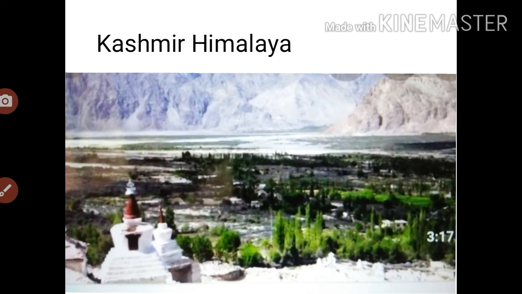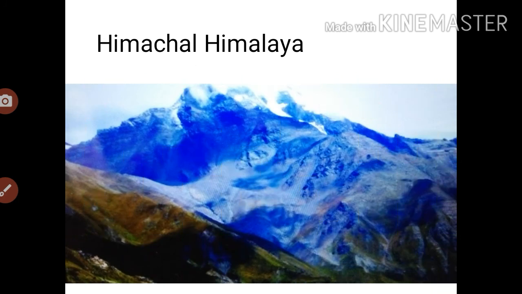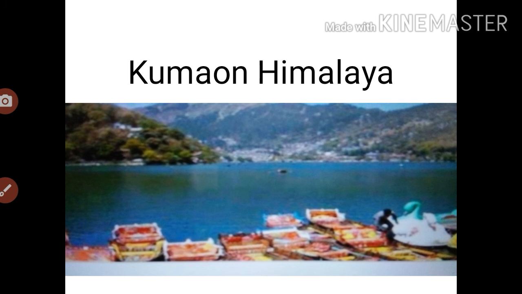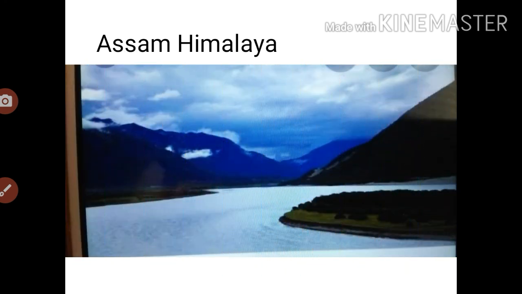See here, we can see the Kashmir Himalaya, then the Himachal Himalaya. The part of the Himalayas lying between the Satluj and Kali rivers is known as Kumaon Himalaya. The Kali and Tista rivers demarcate the Nepal Himalayas, and the part lying between Tista and Dihang rivers is known as Assam Himalaya.